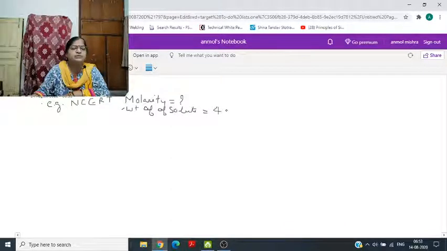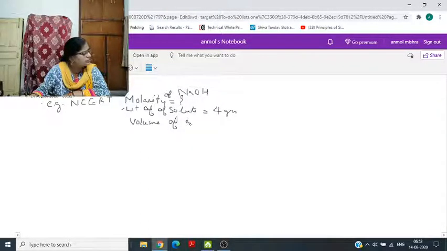Four grams, and the molarity of NaOH you have to calculate. So the formula is... the volume of solution is given to you, that is 250 ml.